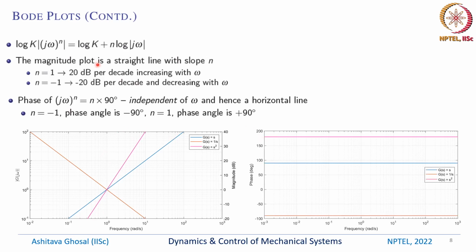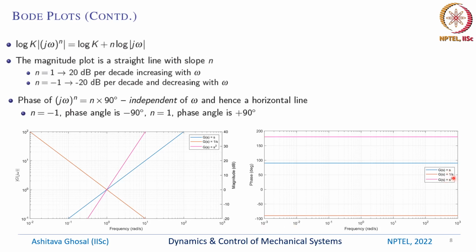The phase, as I have mentioned, is a constant. It will be 90 or n times 90, and depending on whether n is positive or negative, we will have plus 90 or minus 90 or minus 180 and so on. So in this example, when G of s is s, it is at 90 degrees. This is the plot, and it is a constant line with respect to the frequency.